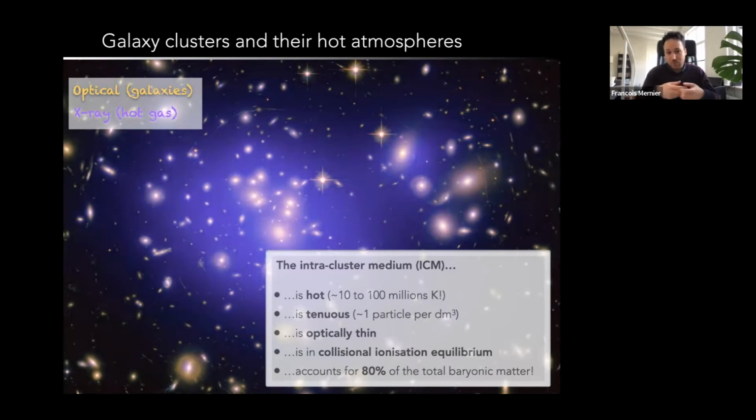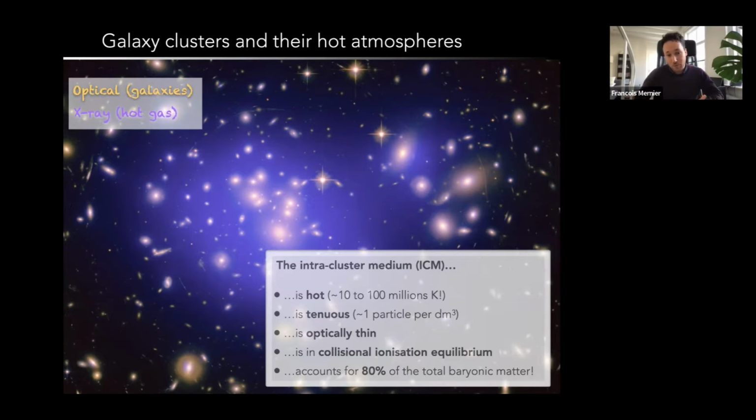So this corresponds to a very hot and tenuous plasma, which is also optically thin, and which is also in collisional ionization equilibrium, which means that the rate of ionization is equivalent to the rate of recombination. And that is very practical in our case, because that allows us to model its spectral shape quite accurately.